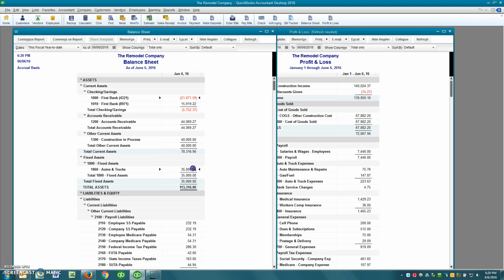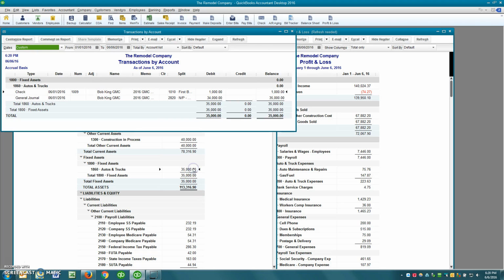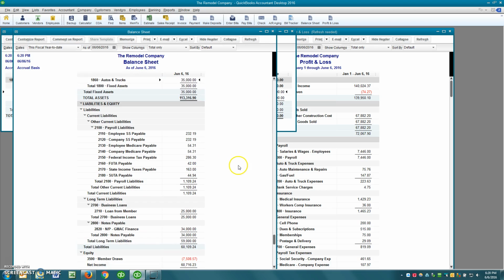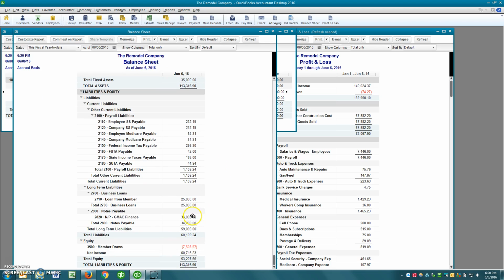So now you can see there's the $35,000 under autos and trucks. Okay, and if we bought another vehicle, we would put it under the same account, and we'd have multiple vehicles under this account. That's cool. And then down here you can see here's our $34,000 balance on that finance loan we just set up.